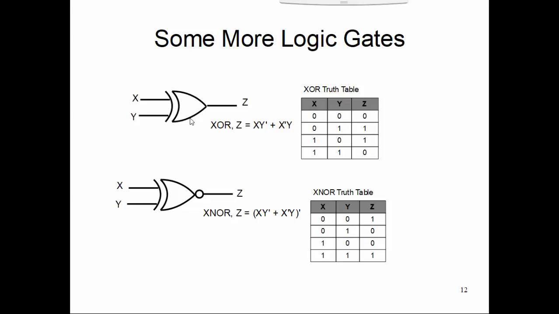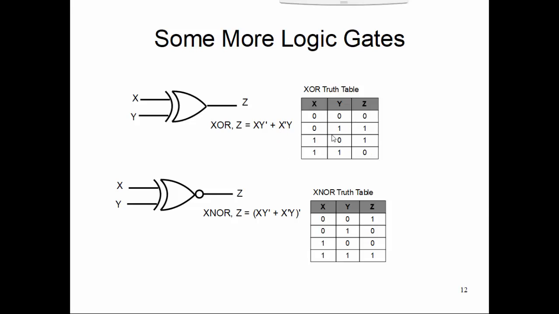Anyway, so XOR is essentially XY bar or X bar Y. So you can imagine we can combine AND with inversion, AND with inversion, and join them together with the OR. That becomes essentially an OR circuit. So its truth table looks like this: 0 0 0, 0 1 1, 1 0 1, and 1 1 0.